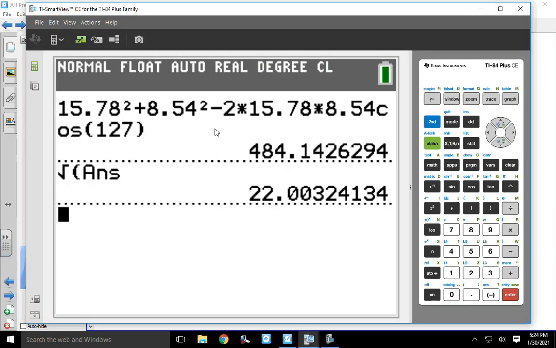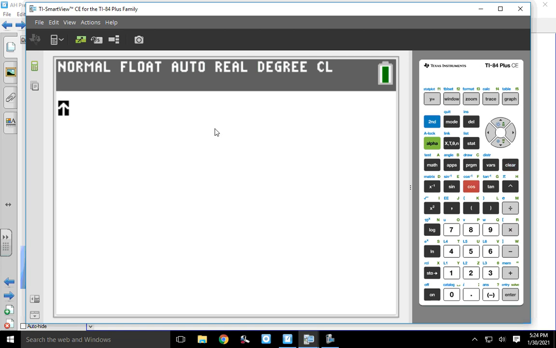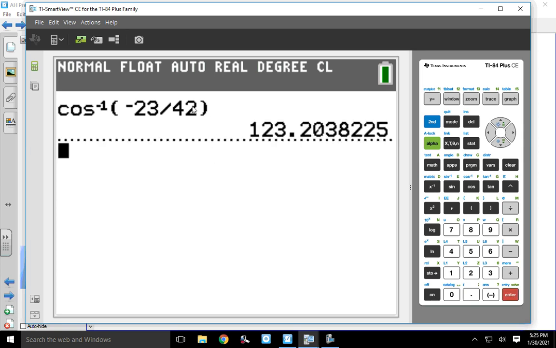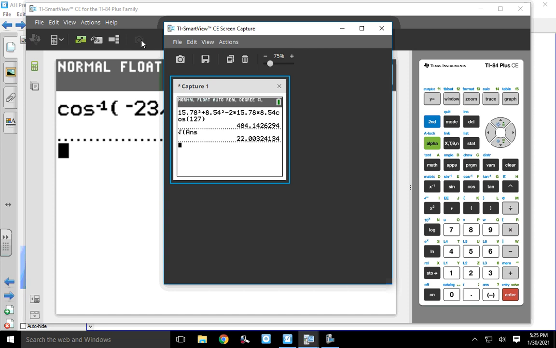Get rid of the previous problem there. So if I take the cosine inverse of negative 23 over 42, again, we're in degrees here. Make sure you're in degrees on your calculator. And we get 123.204, I guess.